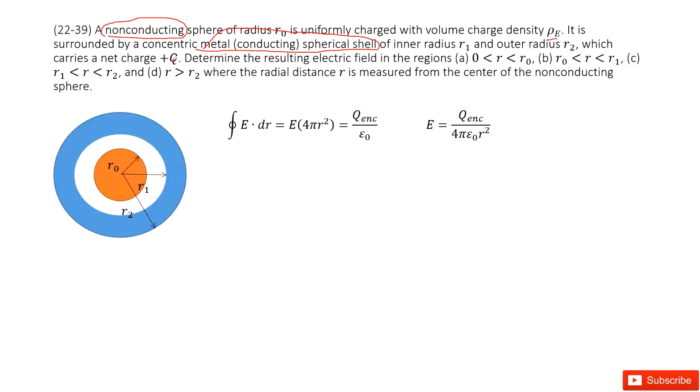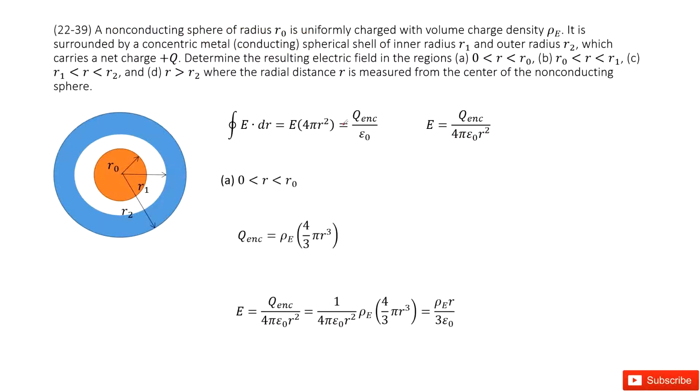Now we need to determine the electric field in different regions. As we learned in this chapter, we apply Gauss's law. Gauss's law tells us the electric field times the Gaussian surface equals the enclosed charge divided by epsilon naught. So E equals the enclosed charge divided by 4 pi epsilon naught r squared. Part A is the region where r is larger than 0, smaller than r0. So we can see this is r, and then we can draw a Gaussian surface, looking like this one.